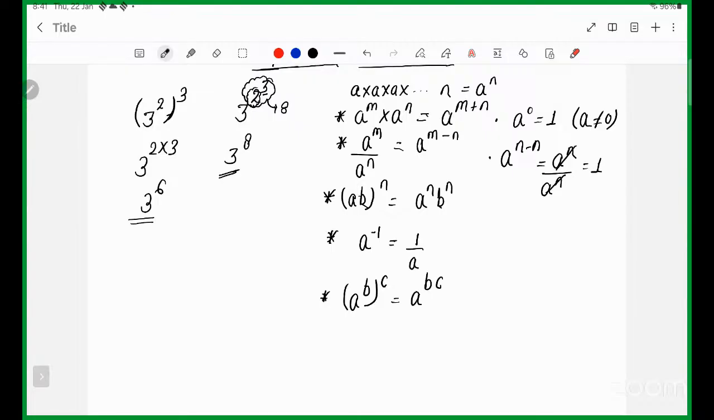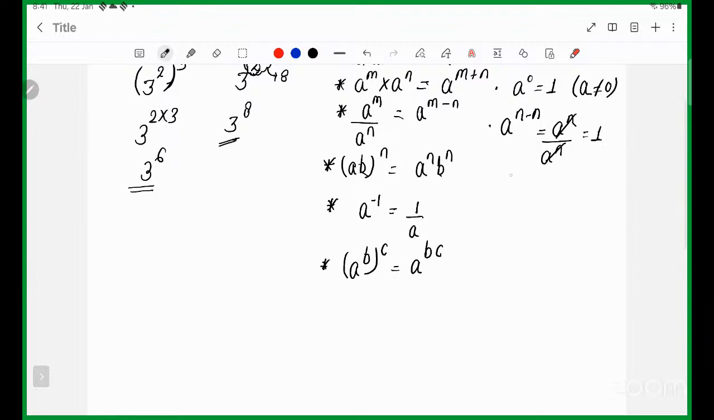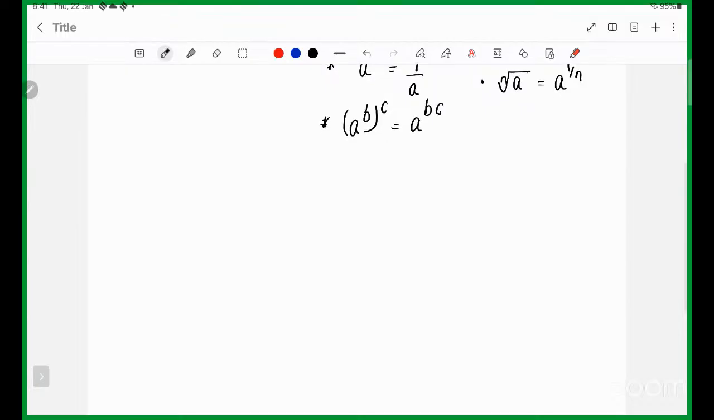And if there is any number in the root, then I can write it as a raised to power 1 by 2. Or if it is the nth root of a, I can write it as a raised to power 1 by n. Understood? So we'll solve some basic questions and we'll go ahead with the next concept.